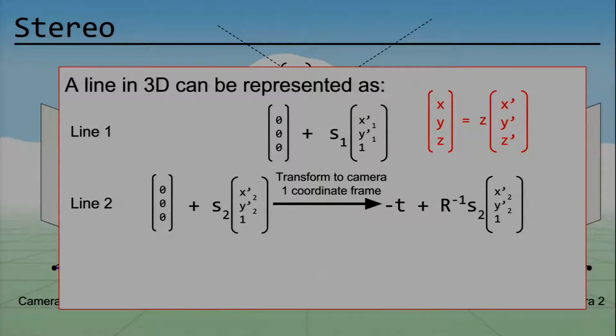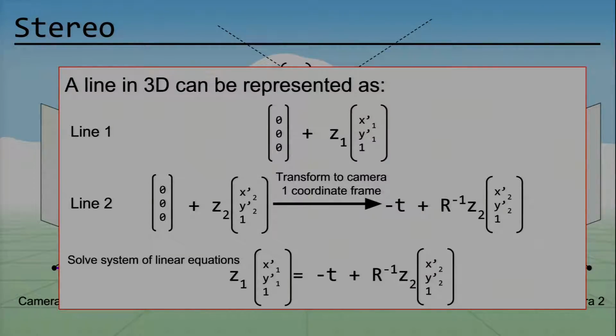Recall that I said that going between our normalized image coordinates here and our actual full 3D coordinates is just multiplying by the z-value. And you'll notice in both of our lines, we have some number times our normalized image coordinate, some number times our normalized image coordinate. So this actually turns out to be exactly the same as our z-value. So we can just sub in the full z-value, z1 and z2. And then we can just set these two equations equal to each other because we're looking for the intersection, and solve the system of linear equations.